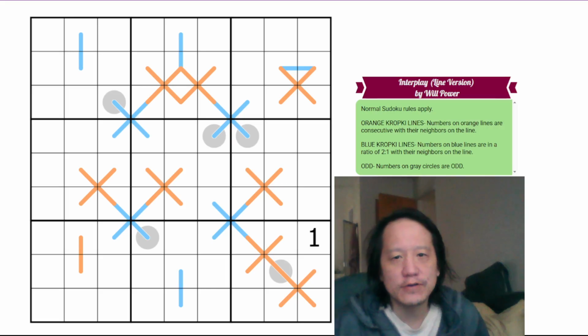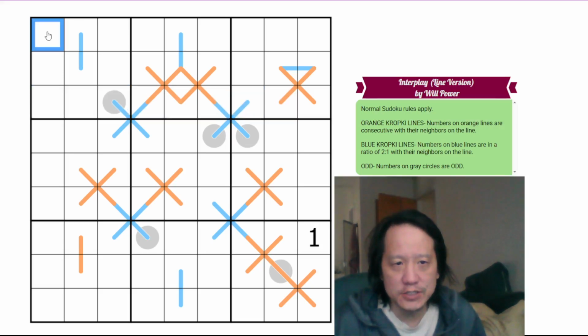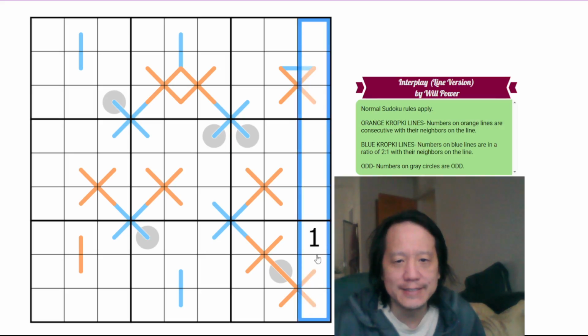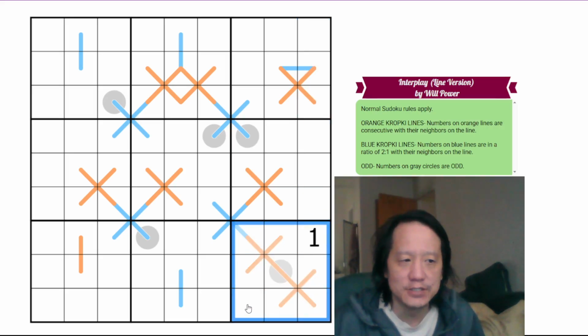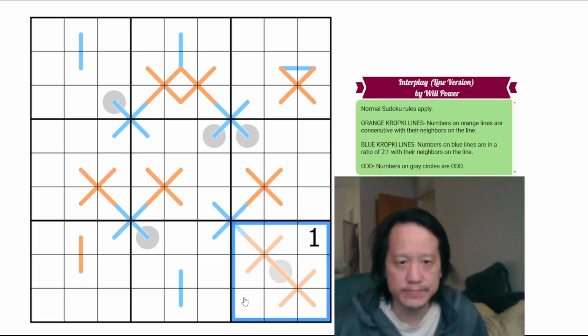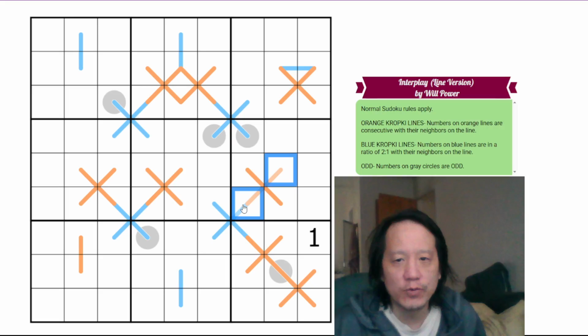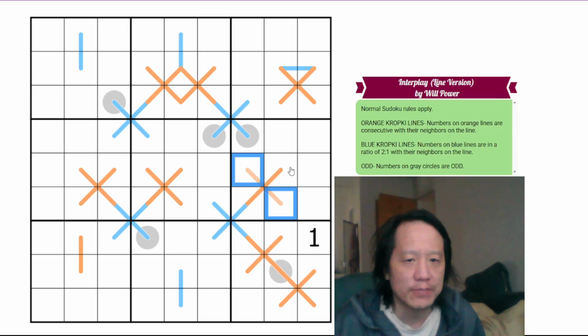Normal Sudoku rules apply, which means in every cell in the grid, place a single digit such that every row, column, and designated 9-cell region contains the digits 1 through 9 exactly once each. We have orange Kropke lines here, where numbers on an orange line are consecutive with their neighbors on the line. So you can think of them as like Renban lines, with just two in length.